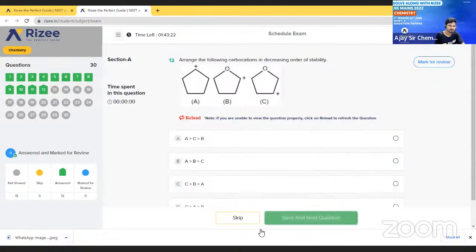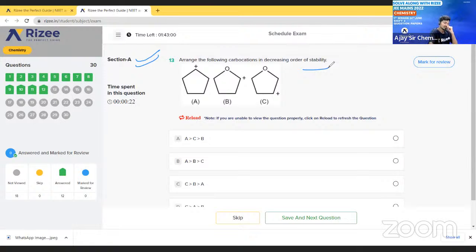What is the next question? See here. This question is asked from General Organic Chemistry, GOC. They have given carbocations. We have to find the stability of the carbocation. I think this question is related to resonance, this one to hyperconjugation, and this one to inductive effect. If we know all the effects, we can do this answer. Otherwise, it will be a little difficult to get the answer.